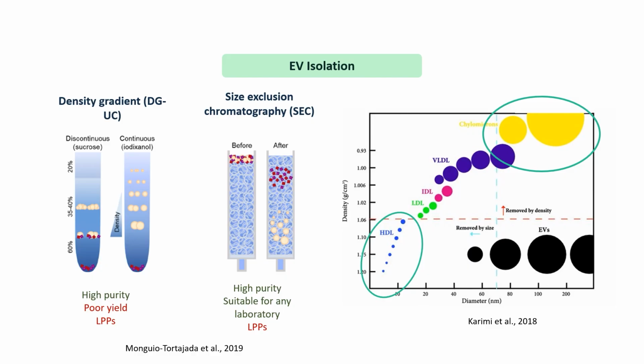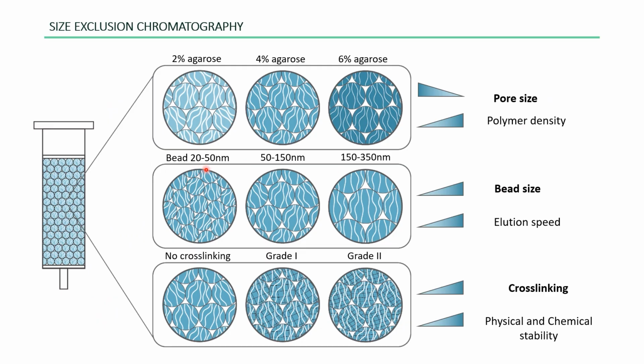So we decided, in collaboration with Agarose Bead Technologies, to improve size exclusion chromatography. And here there are different aspects of the resin that we can play around with. We can use different polymer density from 2% agarose to 6% agarose, and this will impact on the pore size of the resin. And then we can also play around with the size of the beads in the resin. So there are smaller beads and larger beads. The larger the beads are, the faster the elution speed will be.